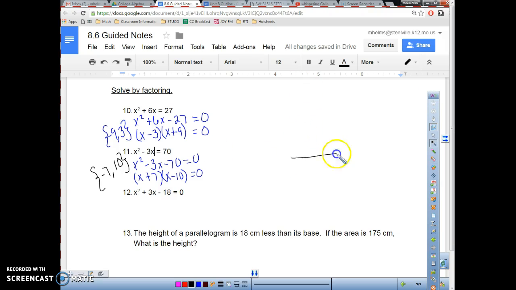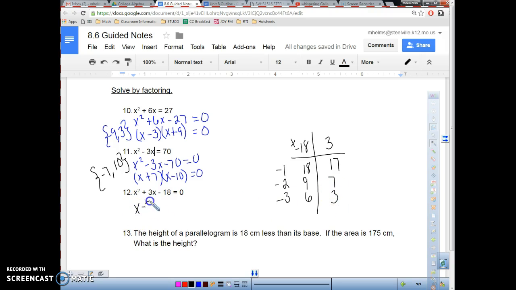Okay, so hopefully you have worked number 12. I have it multiplies to give you negative 18 and adds to give you 3. So you have 1 and 18, 2 and 9, 3 and 6, 4 doesn't work, 5 doesn't work, and 6 is already there. They multiply to give me a negative, so one has to be positive, one has to be negative. But when they add, they give me a positive 3. So my smaller number has to be the negative one.